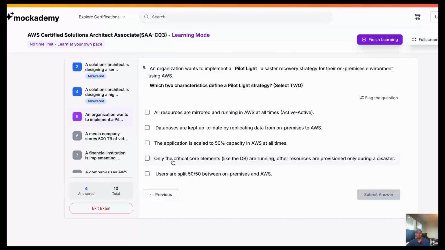Option D. Only the critical core elements like database are running, other resources are provisioned only during a disaster. Option E. Users are split 50-50 between on-premises and AWS.